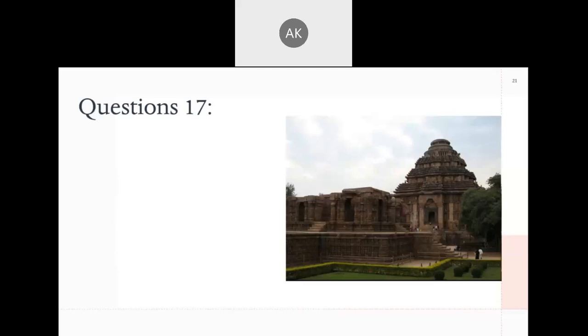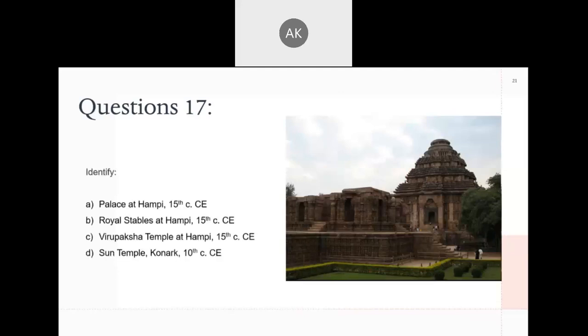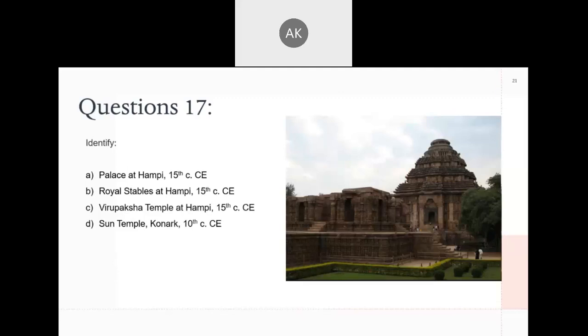Okay, now identify this temple structure. Brihadeshwara temple? No. Let me give the options. Is it the palace at Hampi, the royal stables at Hampi, the Virupaksha temple at Hampi, or the Sun Temple at Konark of the 3rd century CE? What would be the correct answer?